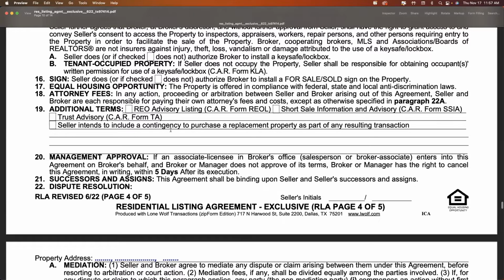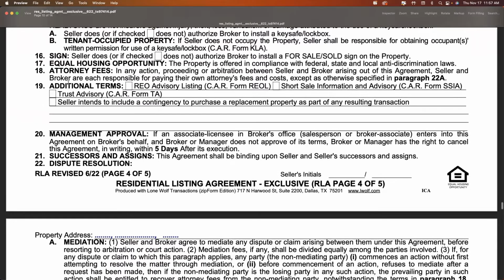If there's any attorney fees that come up from a dispute, everybody's going to be responsible for their own attorney fees. Any additional terms, right? If this is an REO listing, you're going to put that. If it's a short sale, you're going to put the short sale information advisory. If it's a trust with a successor trustee selling it, you're going to put the trust advisory in. And if you want to make this subject to them finding a replacement property, you can check the box here.